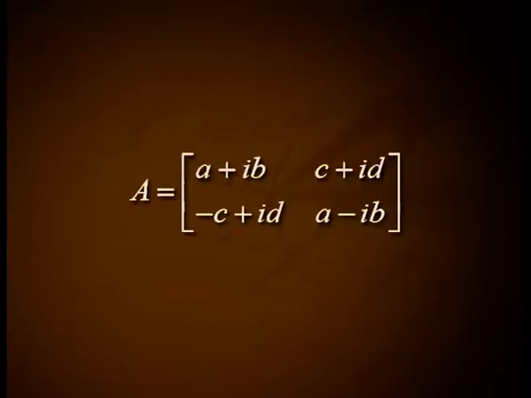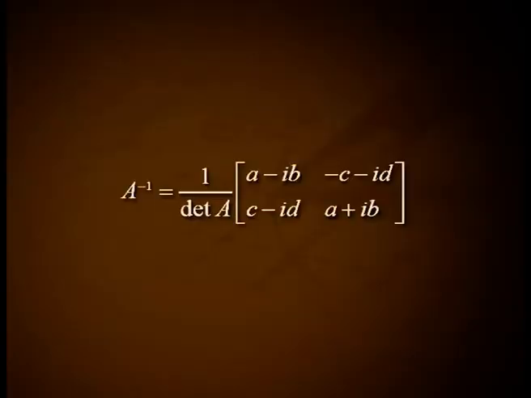Solution: it can be easily verified that M is a ring. The matrix [[0 + i0, 0 + i0], [-0 + i0, 0 - i0]] is the zero element of M. The matrix [[1 + i0, 0 + i0], [-0 + i0, 1 - i0]] is the unit of M. Now, let A = [[a + ib, c + id], [-c + id, a - ib]] be any non-zero element in M.